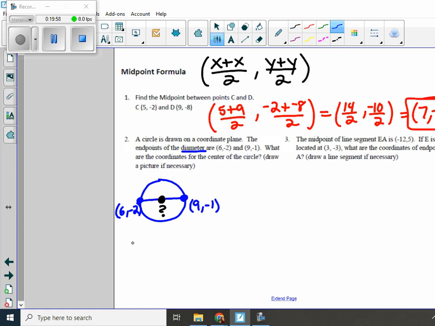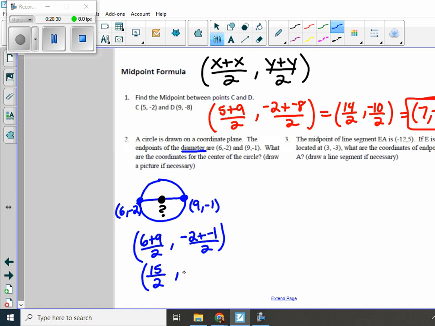So yet again, average up your x's, average up your y's. What's x plus x? 6 plus 9, divide by 2. What's y plus y? Negative 2 plus negative 1 over 2. What is 6 plus 9? 15. Can you divide 15 by 2? No, not a whole number. Okay, you can't reduce it either, so I'm going to leave it alone.